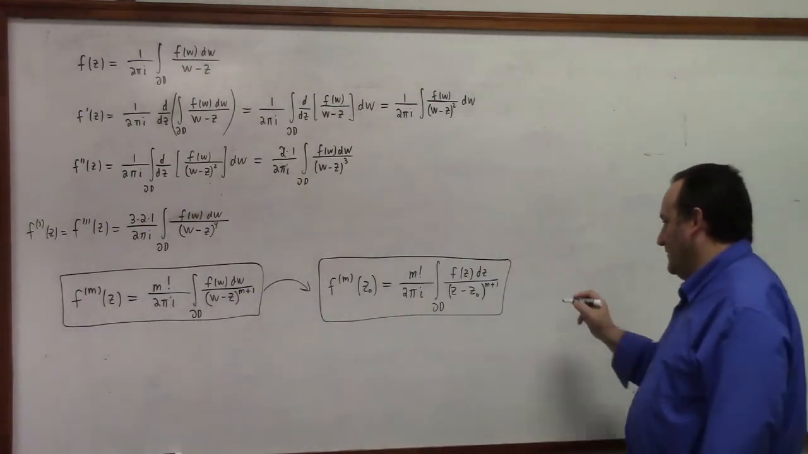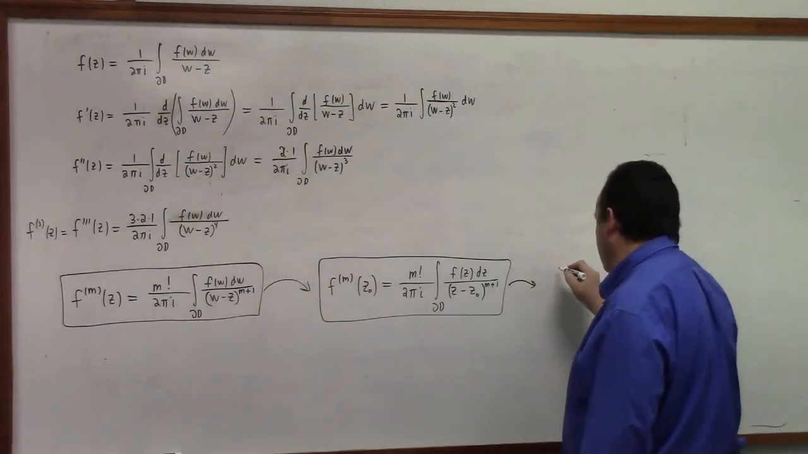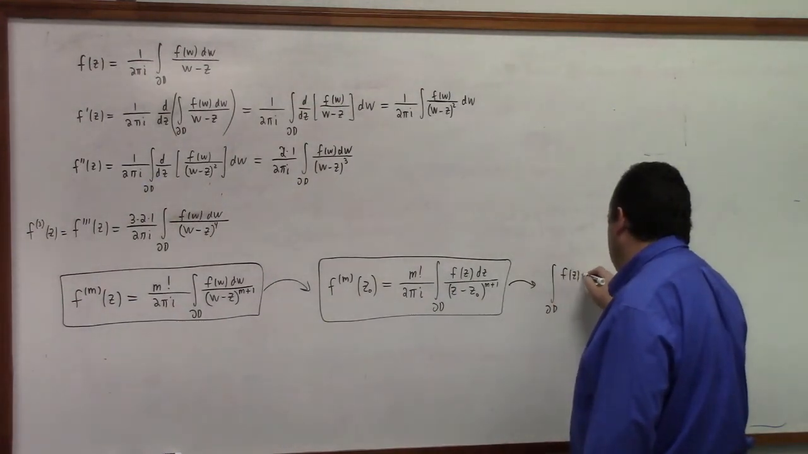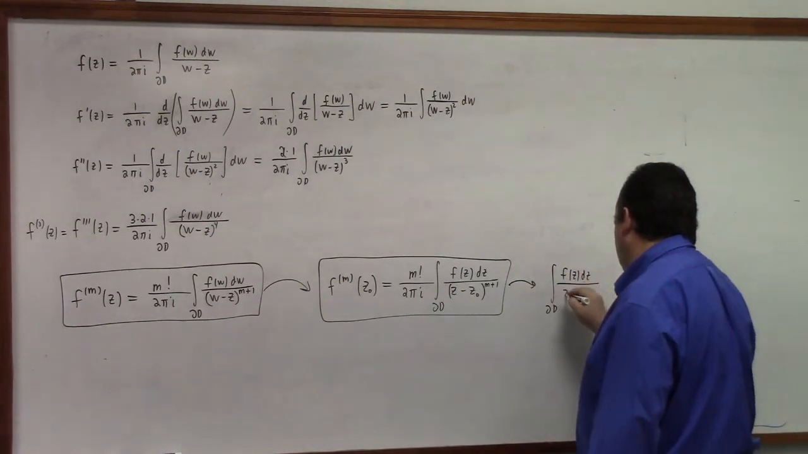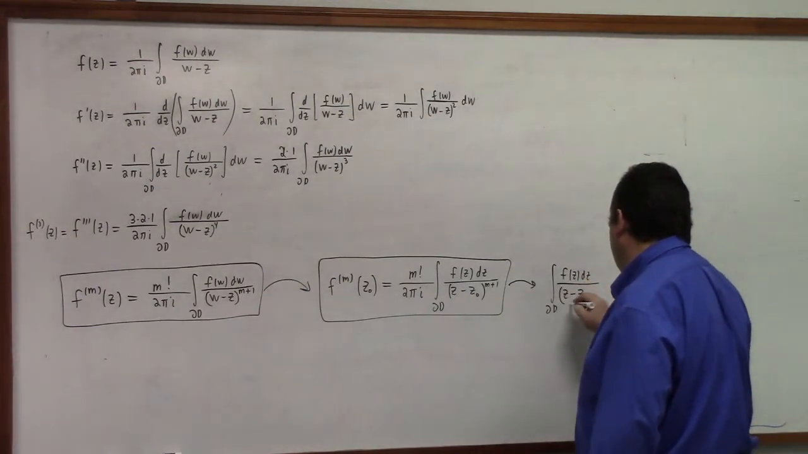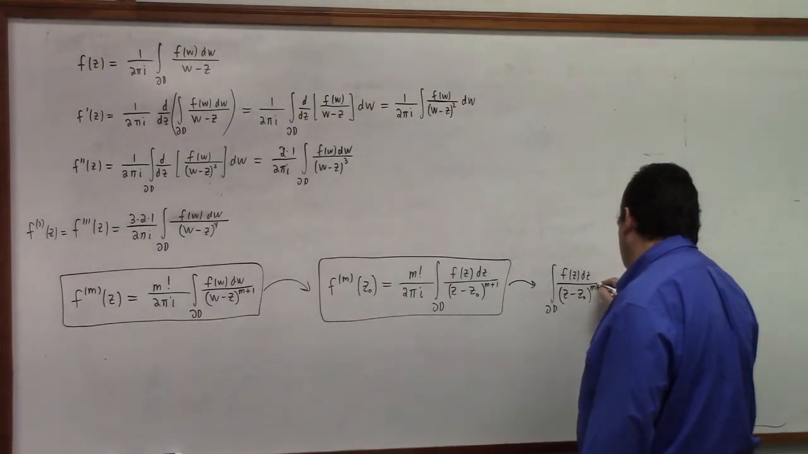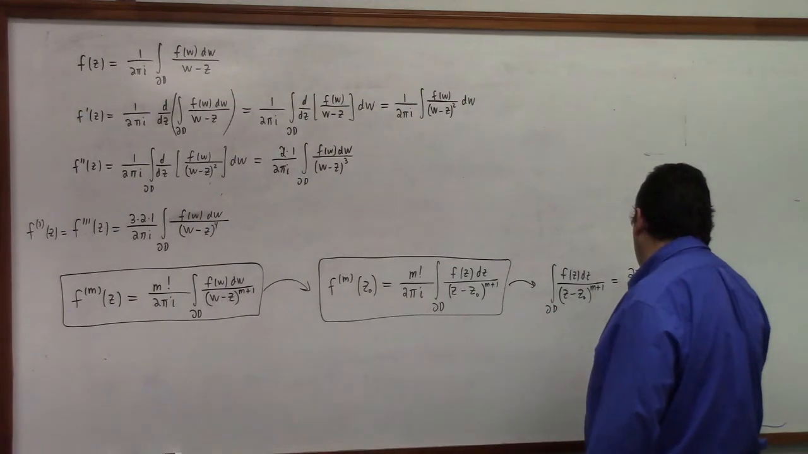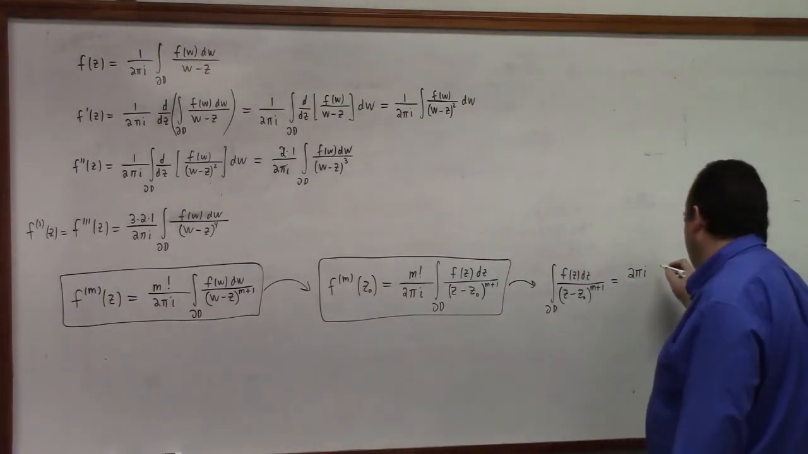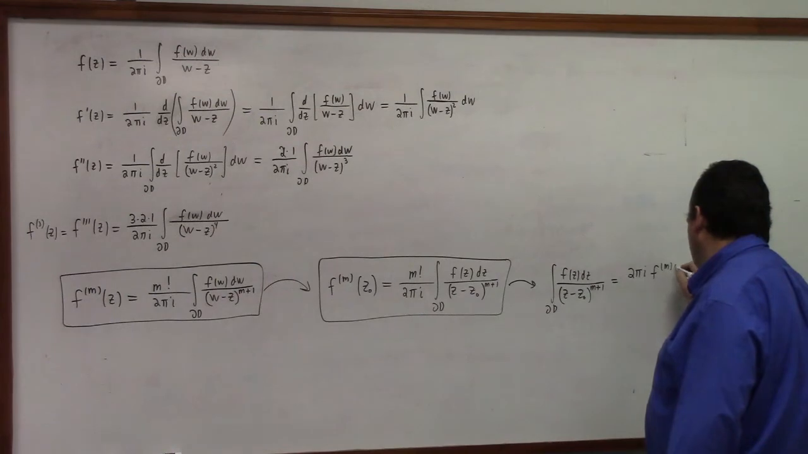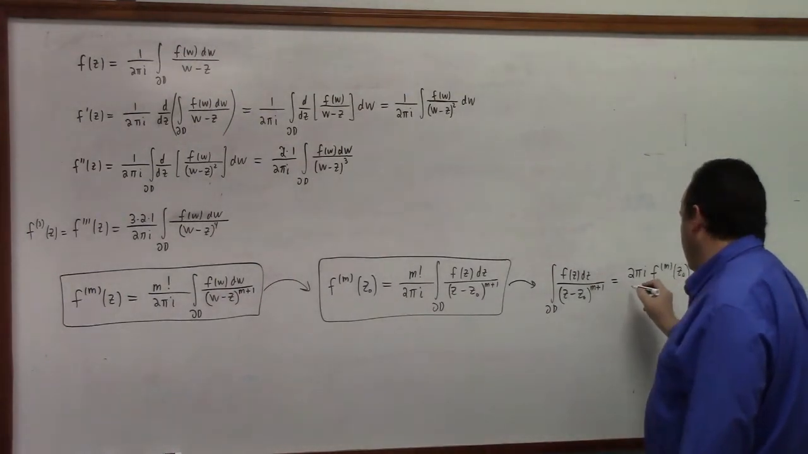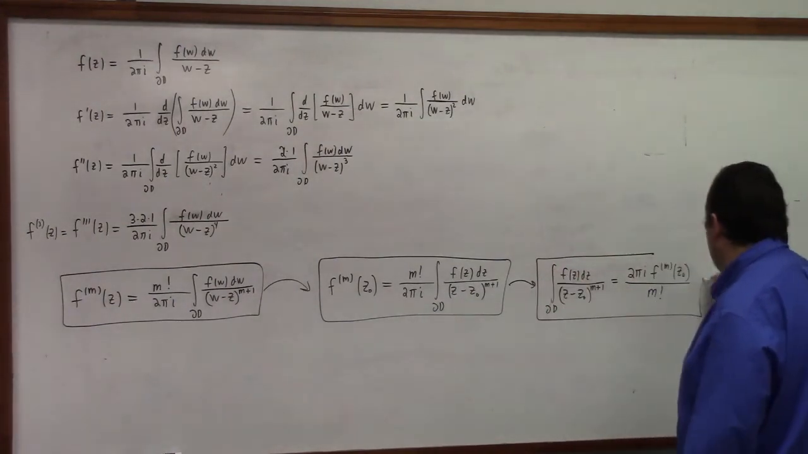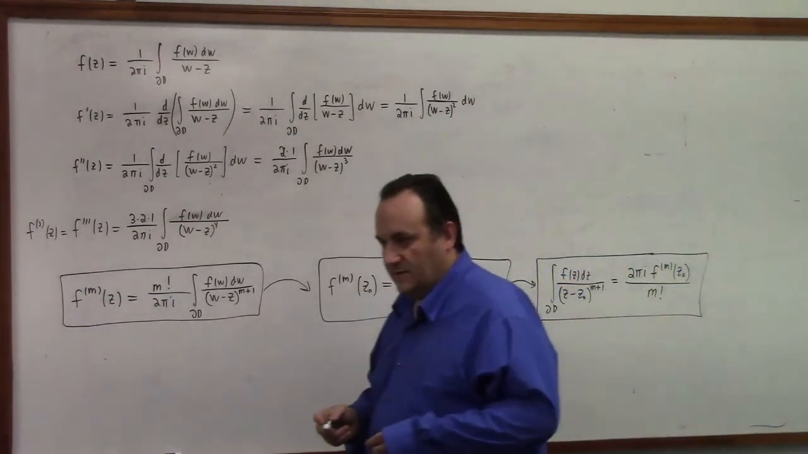And then finally one more, which is oftentimes what we like to use: the integral over the boundary of D of f of z dz over z minus z naught to the m plus 1 power is just equal to 2 pi i times the mth derivative evaluated at z naught divided by m factorial. So this is actually often how we use that formula to calculate an integral.